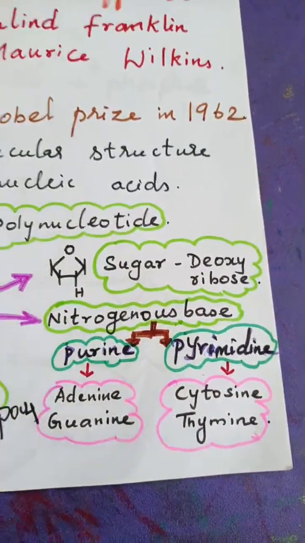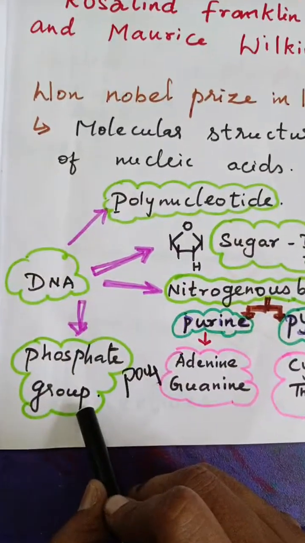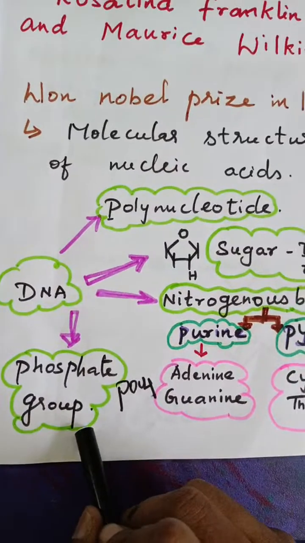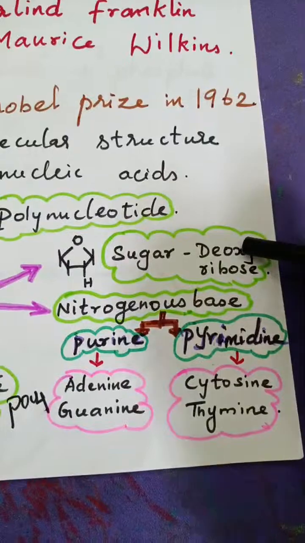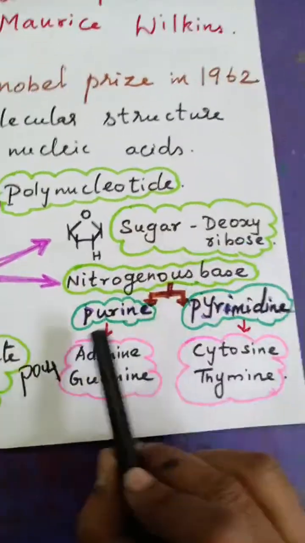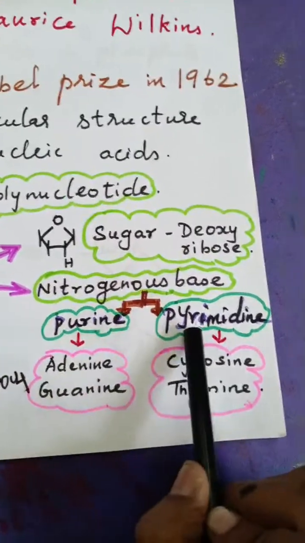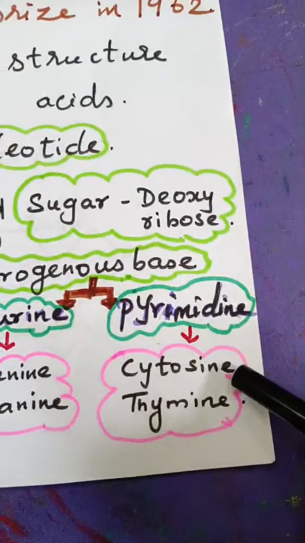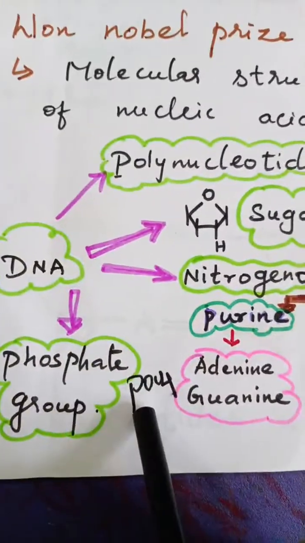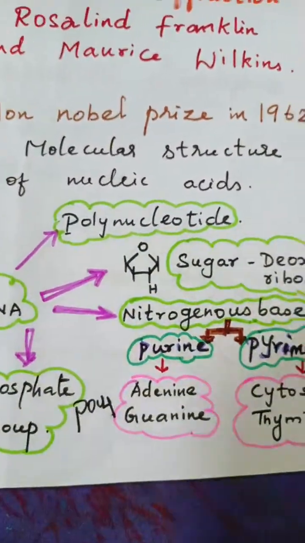Okay. Along with that, the DNA also has one more constituent, which is known as the phosphate group. So a polynucleotide has a deoxyribose sugar, a nitrogenous base, and the nitrogenous bases are of two types: purine and pyrimidine. What are the purines? They are adenine and guanine. What are the pyrimidines? They are cytosine and thymine. And then the phosphate group. This is the basic structure of DNA.